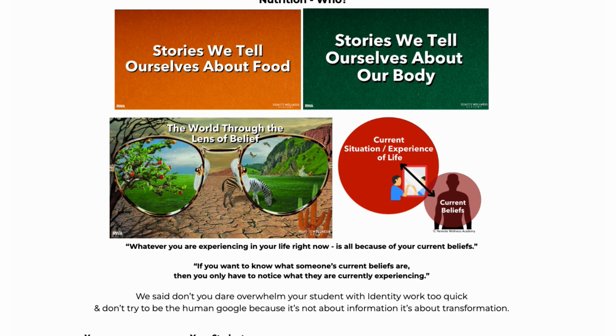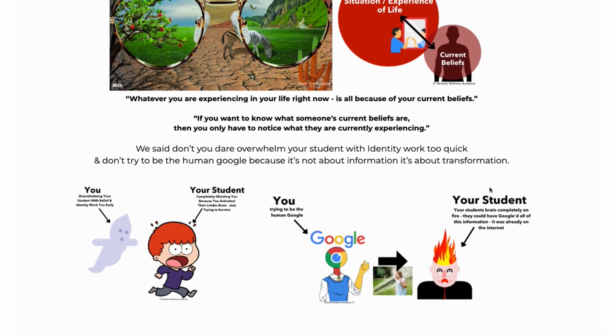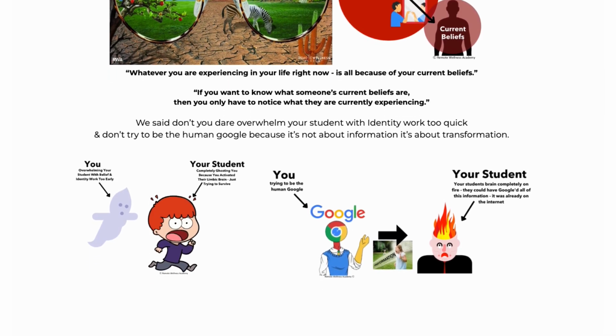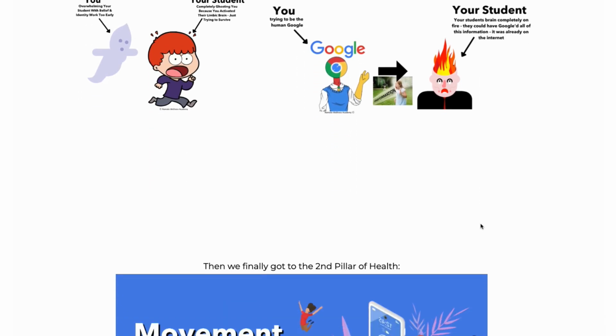Inside of that training, we also went ahead and talked about how to speak to your students about this. And we said, hey, don't you dare overwhelm your student with identity work too quickly, right? We talked about how they're literally going to ghost you. And don't try to be the human Google, because it's not about the information, it's about the transformation. And so all of that information is already on Google. You don't got to memorize it. They don't pay you for information, they pay you for transformation, right?